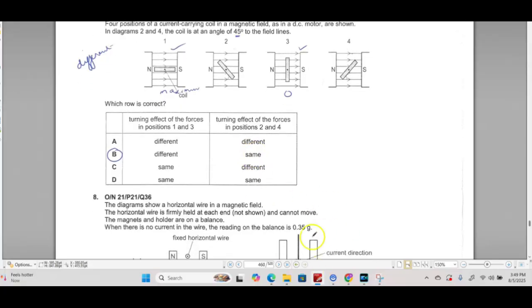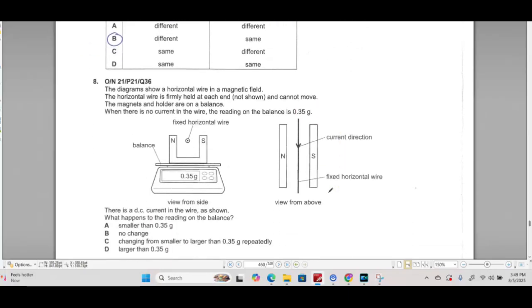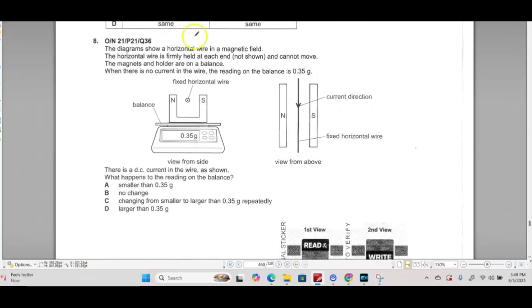Okay, moving on. Question number 8. The diagram shows a horizontal wire in a magnetic field. The horizontal wire is firmly held at each end and cannot move. The magnets and holders are on the balance. When there is no current in the wire, the reading on the balance is 0.35. There is a DC current in the wire as shown. What happens to the reading on the balance?